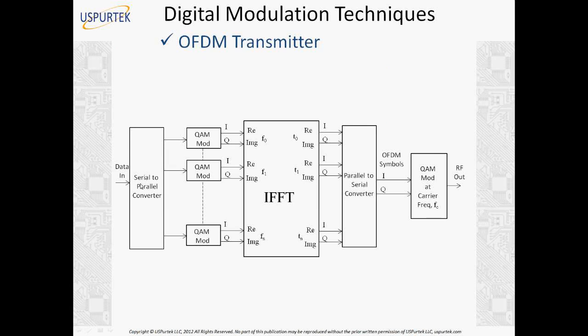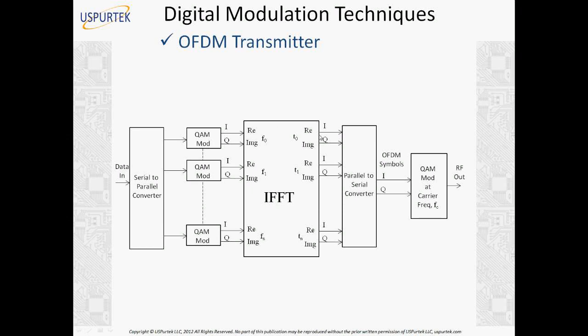And now what we do here, we use a DSP function called IFFT, inverse fast Fourier transform. What we do with this, we take the time samples of each of these I and Q frequency signals and get a time domain signal output. We sample the frequency subcarriers and get a time domain signal output. Then the time domain signal output we convert serially, and finally we do a QAM modulation at the carrier frequency FC, and then we get the RF out.